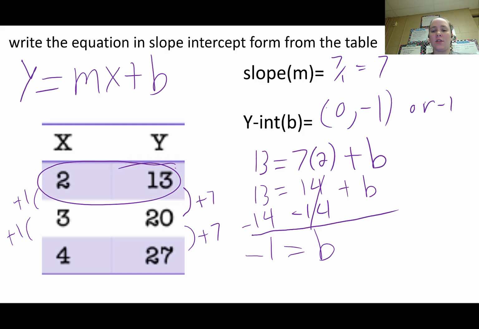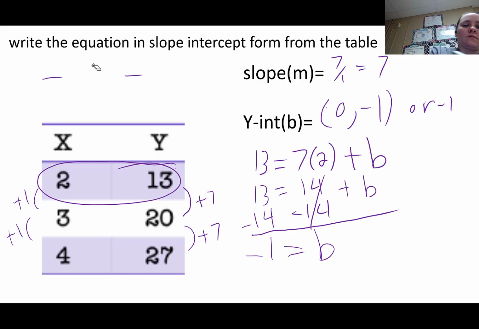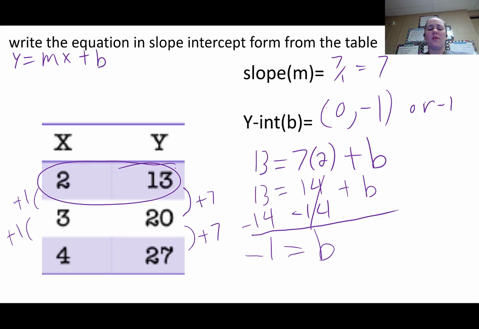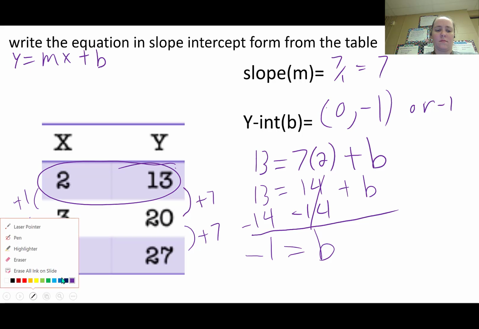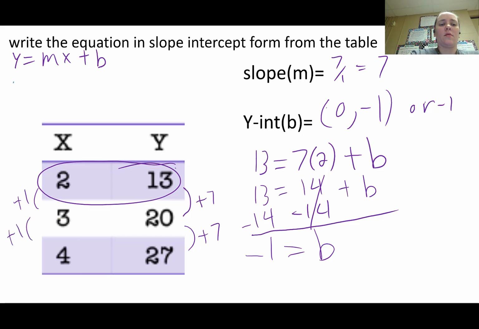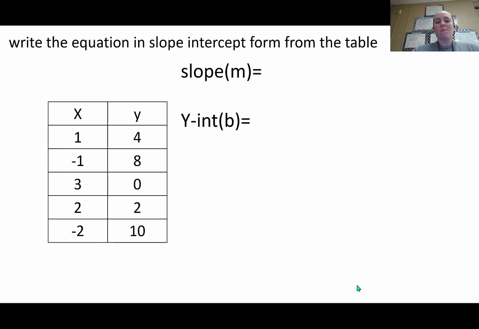So what is my equation? So I get y is equal to 7x minus 1. And that's what we have. All right, so let's look at one other couple other examples.